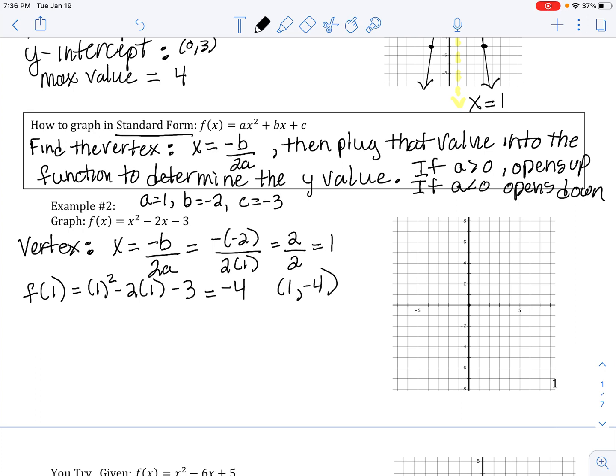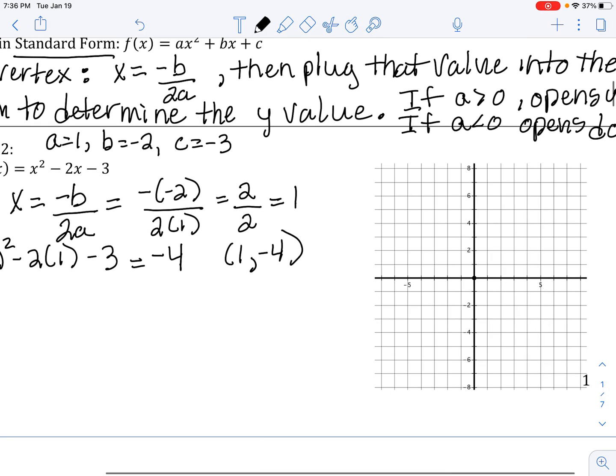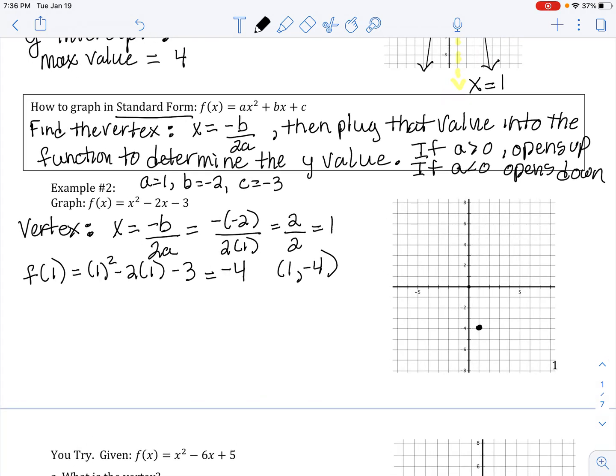So (1, -4) is the vertex of this parabola, which I'm going to go ahead and graph. So over 1, down 1, 2, 3, 4. There's my vertex. Okay, the next thing that it said to do was if a is greater than 0, it opens up. If a is less than 0, it opens down. So I'm looking at a, it's a 1, so we know that it opens up. Why is that useful? Because now when you determine other points, you know that all the other points have to be above that vertex because the rest of the U is opening up.